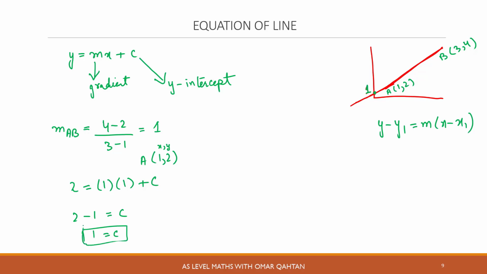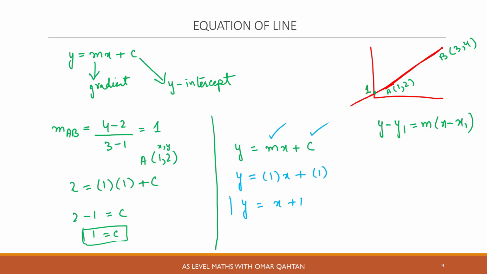Alright, so once we have found the value of c, just substitute it back into the equation y equals mx plus c. Now we know the value of c and the value of m, which is important. Just substitute them back into the equation and your equation will be ready. So m is 1, x will remain the same, and c is also 1. So we have this equation y equals x plus 1. So this is the equation of this line.